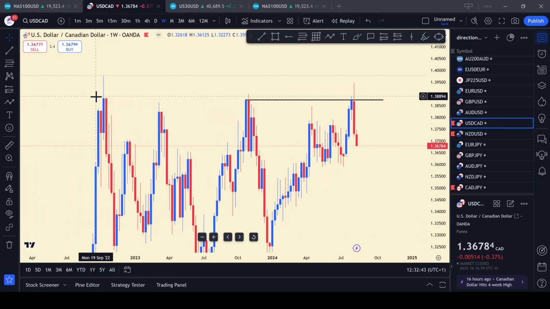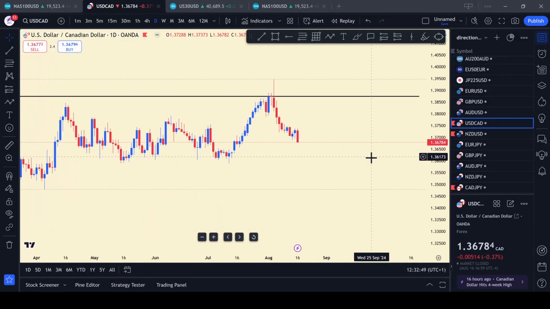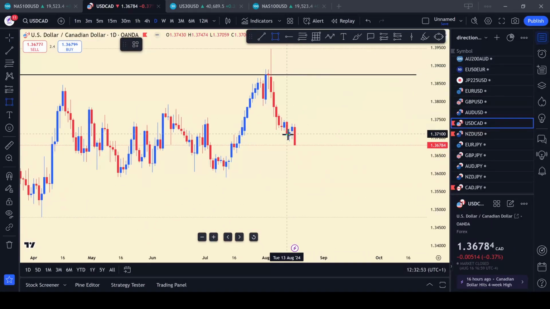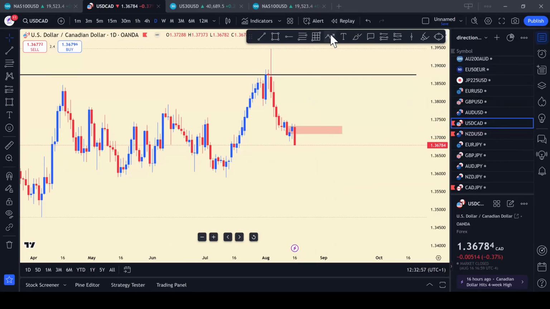And probably, okay, that wasn't it. So when you go to your daily, I have this here. So for me, from this daily, once price comes in here, I will start attacking to the downside. Okay, I'll start attacking to the downside.